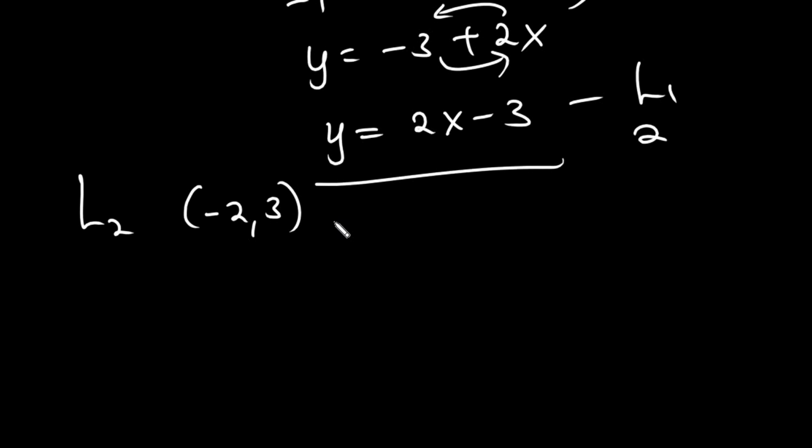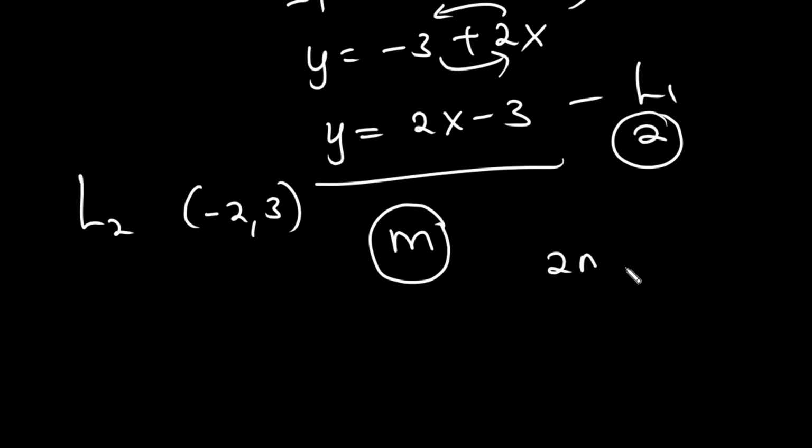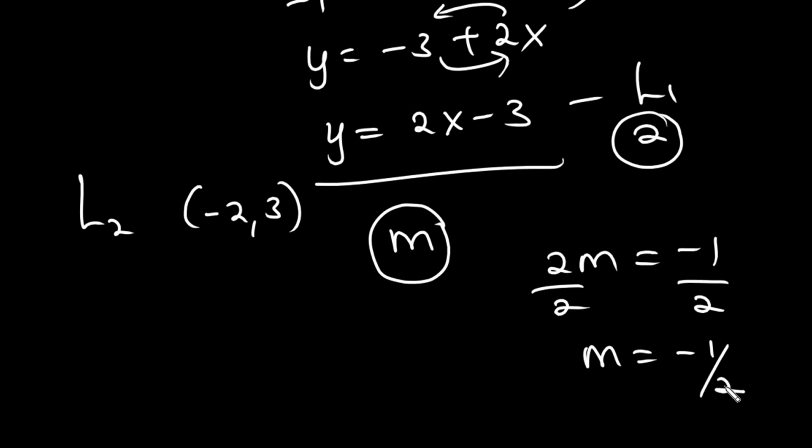But from this relationship that I'm saying here, that if two lines are perpendicular to each other, the product of their gradients is -1. So for L2, we don't know the gradient, we can call it M. If we multiply the gradient of line 1 by the gradient of line 2, which is M, we're supposed to get -1. So this is the same as 2M is equal to -1. If we divide through by 2, M becomes -1/2.